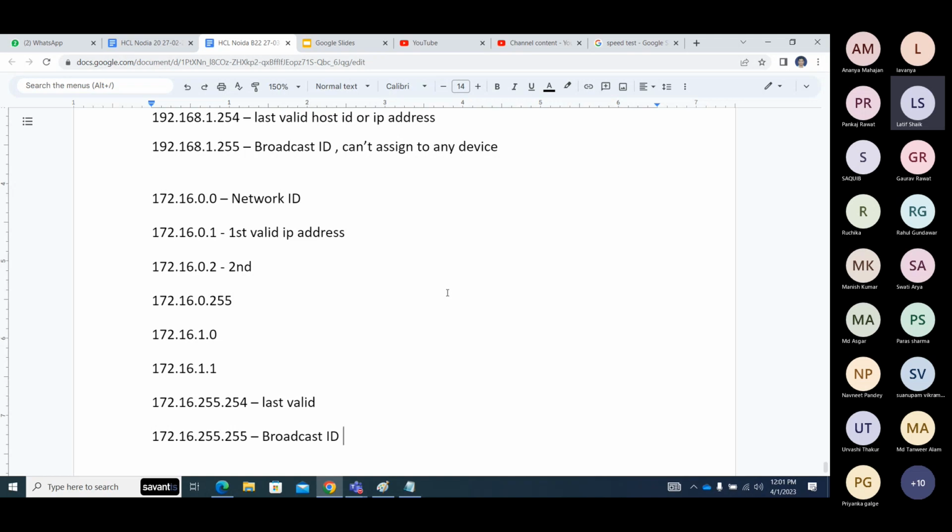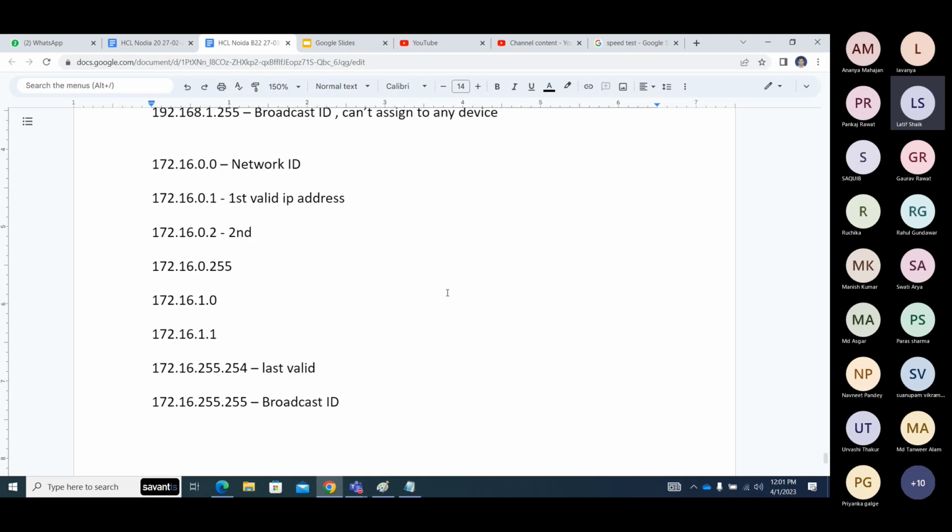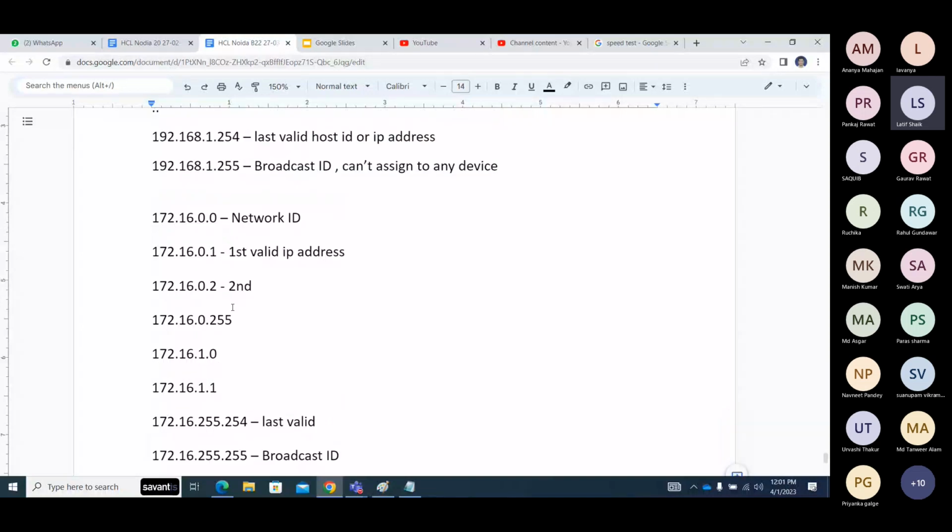What happens after this one is important. It becomes a different network. So there we follow 172.17. The network portion is changed, means it is another network. So your network range is from here to here, and from here to here you can assign to the devices. From here to here, it is your total network range. But this is a different network from here.